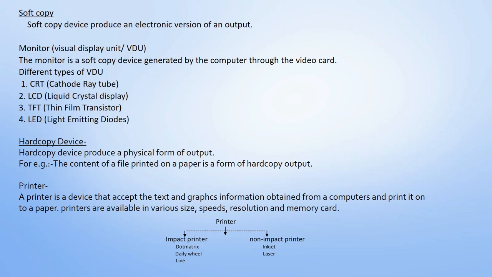So nowadays, inside your impact printer, the dot matrix is very popular, but as for non-impact printer, inkjet and parallelly laser is popular.